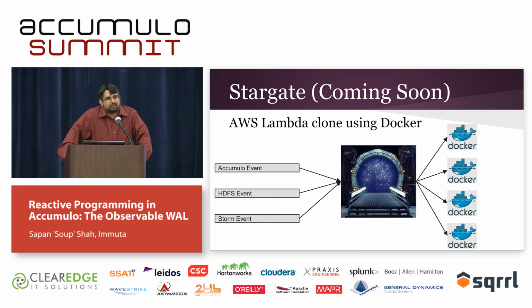So earlier Joe was talking about how you Mesos all the things. I sort of agree with that, which is I want you to Docker, containerize, microkernel, there's a bunch of terms for it now, all the things. And then you can scale that individually. And so now, as you get these events in, kind of like an Accumulo event using the Observable Write-Ahead Log, you're actually able to spin up and down Docker containers to handle dealing with your particular event.